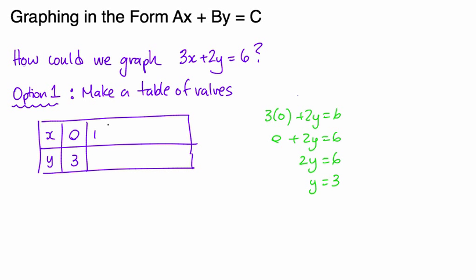What happens if x is 1? And then do the work. 3 times 1 and 2y is 6, so that's 3 and 2y is 6. Subtract 3 on both sides, divide by 2, and get 1.5. But this takes a long time to do.